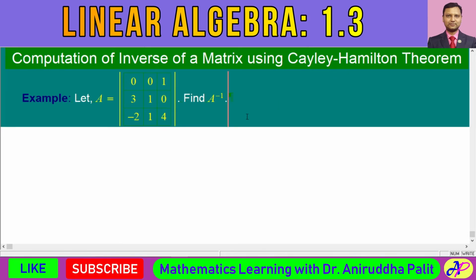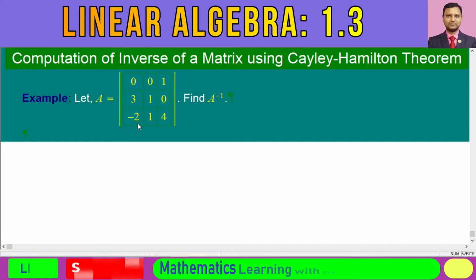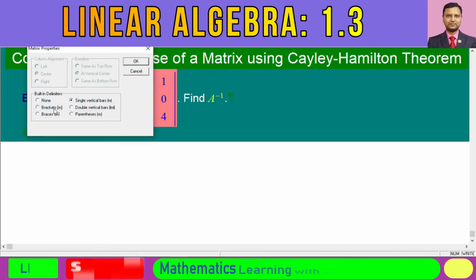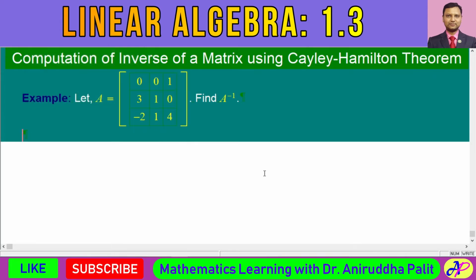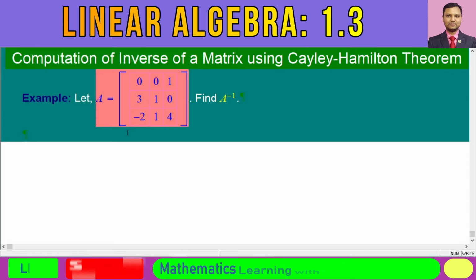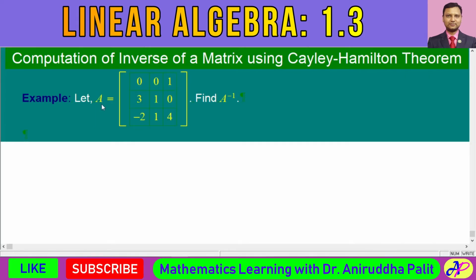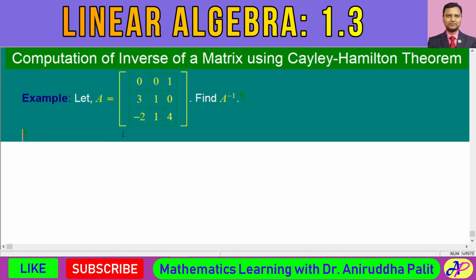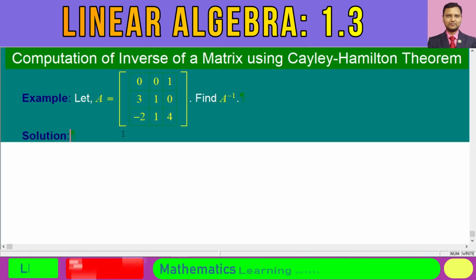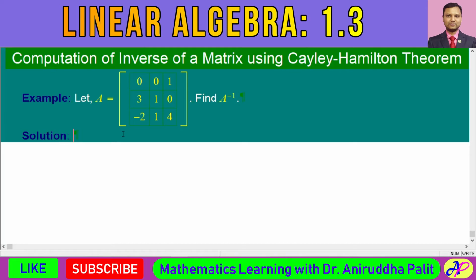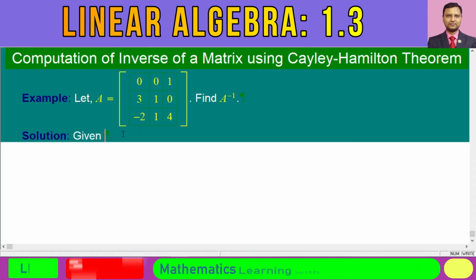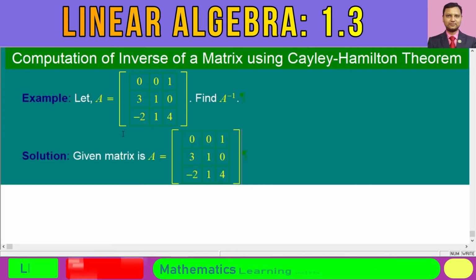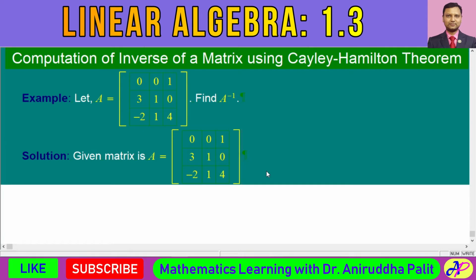Now we need to find at first the characteristic polynomial of this matrix. So we can write it. This is a matrix, not a determinant, so let's write it in matrix notation like this. This is capital A, the matrix. We have to find out the inverse of that matrix. So how to find the solution? Given matrix capital A is equal to this kind of matrix.